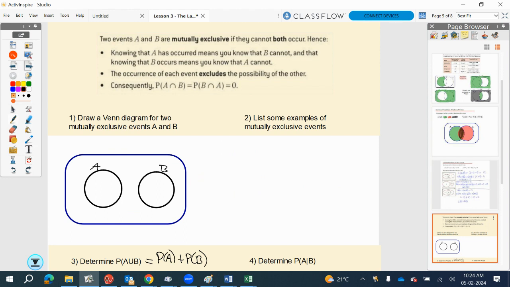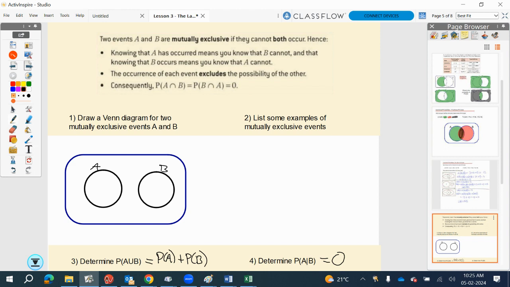How do we determine the probability of A given B? The probability of A given B in mutually exclusive events has to be zero because they're mutually exclusive. It means you can't do one if you do the other.